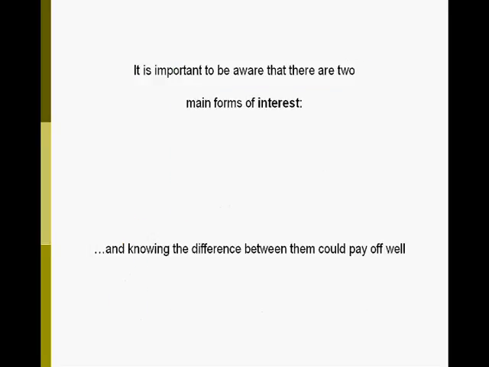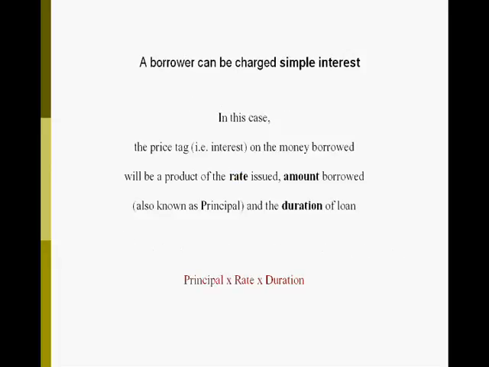Anyhow, it is important to be aware that there are two main forms of interest: simple and compound, and knowing the difference between them could pay off well. So a borrower can be charged simple interest. In this case, the price tag on the money borrowed will be a product of the rate issued, the amount borrowed, which is also known as principal, and the duration of the loan.